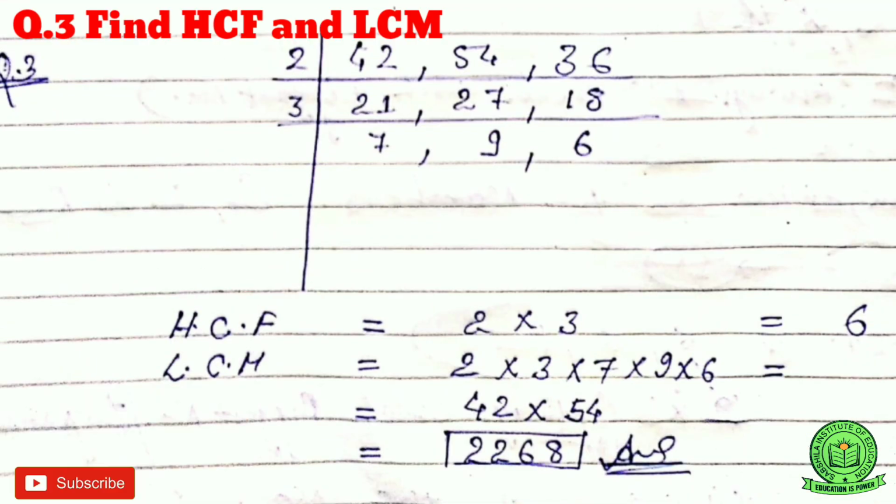Let's understand the method with more solutions. We have one more question, that is 42, 54 and 36. We have to find the LCM and HCF.